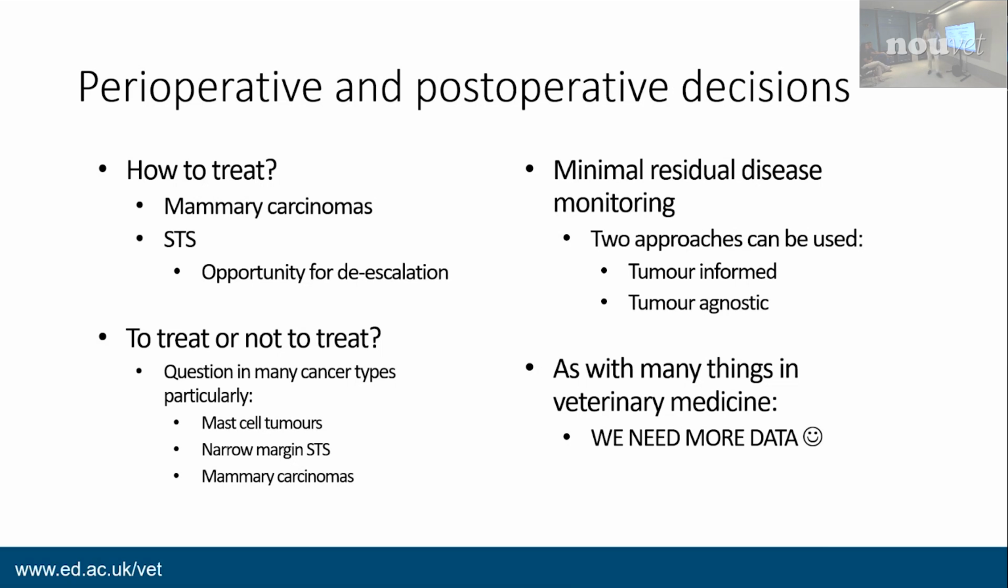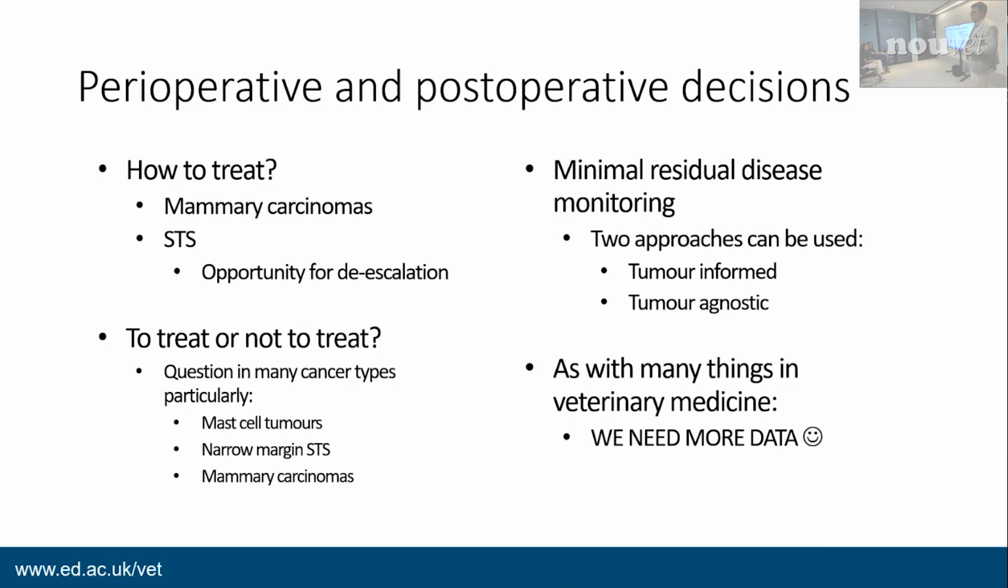We can use it for minimal residual disease monitoring. For minimal residual disease monitoring, you can use a tumor-informed approach where you sequence the tumor and then you follow over time, but that's not always necessary, depending on the cancer type. So usually, also because of the costs, we use the tumor agnostic approach, where we have a point 0 and then we follow it over time.